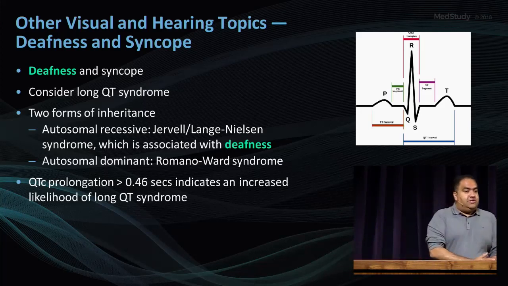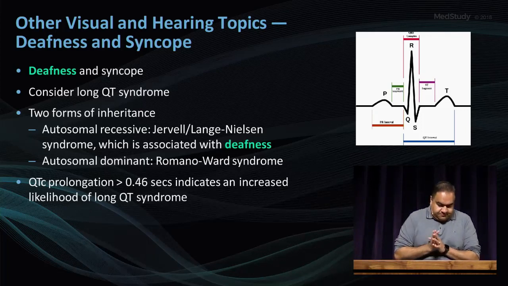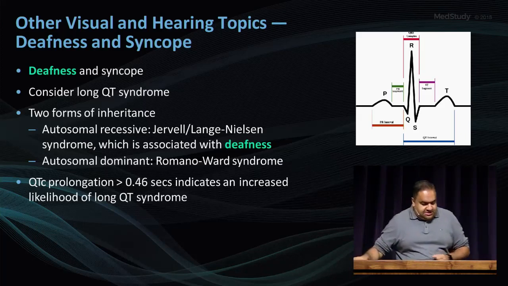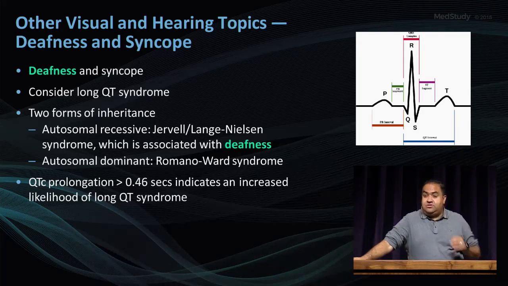And if you get a failed hearing screen plus a prolonged QT, then you worry about a couple of forms of inheritance. There's the Jervell and Lange-Nielsen, autosomal recessive, which is associated with deafness. This is usually the KCNQ1 gene or KCNE1 gene. They usually have severe bilateral sensorineural deficits. And it takes a longer time for the heart muscle to recharge, so they get a really irregular heartbeat, causing a risk of fainting and sudden death. So that's Jervell and Lange-Nielsen, autosomal recessive.